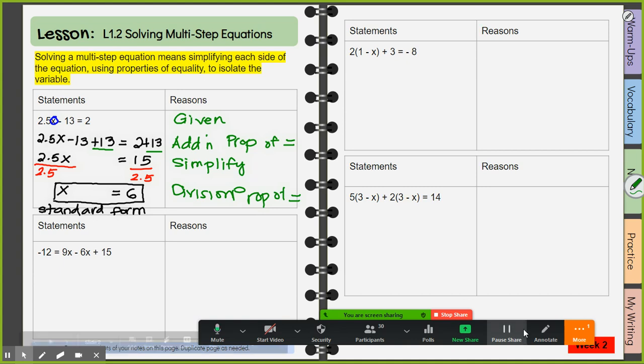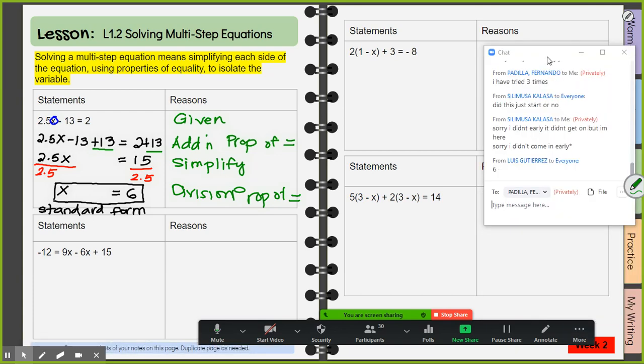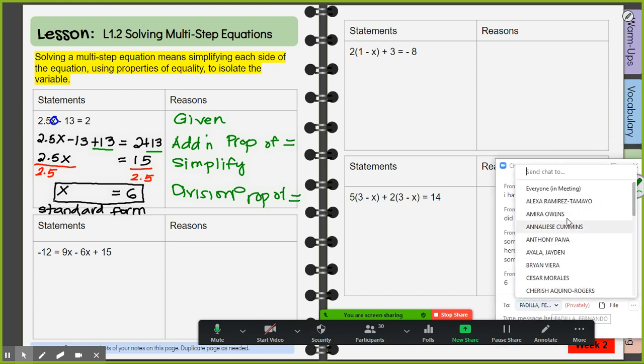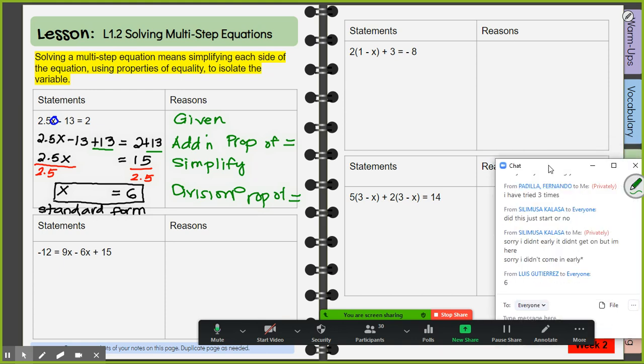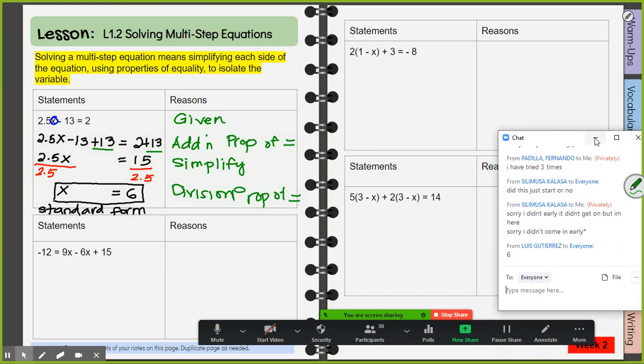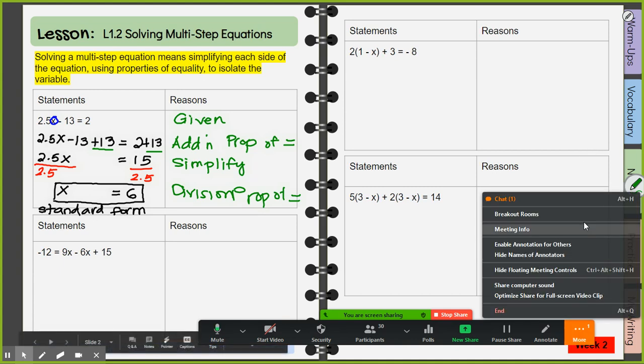So I'm going to pause and have a minute for questions about the first example. Feel free to unmute yourself, or you can also type. Yeah, you got it right, Luis. You got 6 also. So feel free to also type in the chat if you have questions. Any questions about the first example?